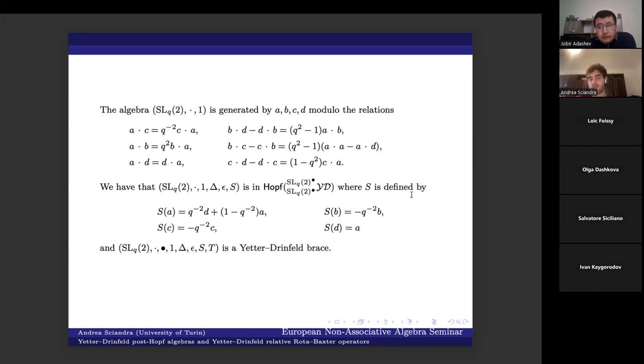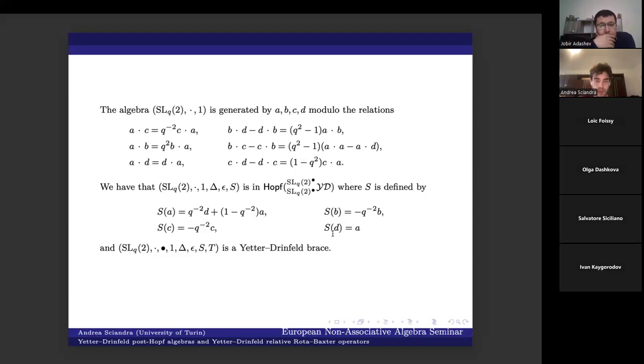And now we can also define a new antipode S, which, again, S of D is A as before, while also S of C and S of B are fixed in the sense that you just have a scalar, which differs from what we have before, while S of A is not given by D as before, but it is q to minus 2 D plus something in A. And these, in fact, give us a Hopf algebra in the category of Drinfeld modules over the Hopf algebras SL_q(2). And these two structures, again, give us a Drinfeld brace.